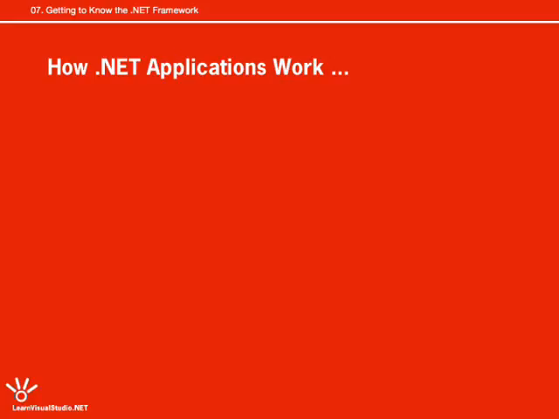Okay, so now let's talk about how the .NET applications work. Whenever you create an application and you create an executable like we saw in the very first video where we identified where the .exe file was saved in the bin directory, what actually happens behind the scenes? How does the .NET Framework Runtime, for example, support your application? So that's what we're going to talk about now.